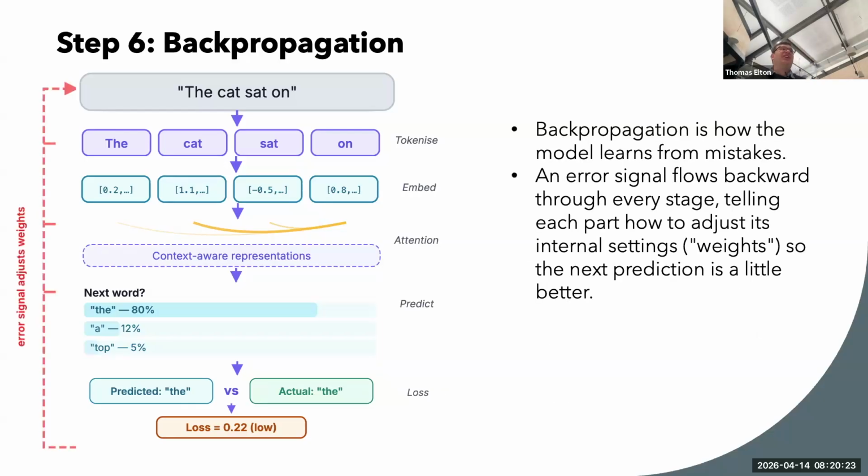After this, we have this step called back propagation. So if we think about it, as the model is going along, it's trying to predict these words, and then we do this loss calculation. We want to update these earlier steps, and that is what back propagation achieves. So you can think about back propagation as an error signal which flows backwards through each stage, adjusting the internal settings, which here are what we call the weights.